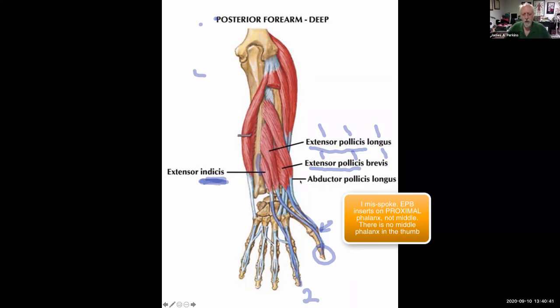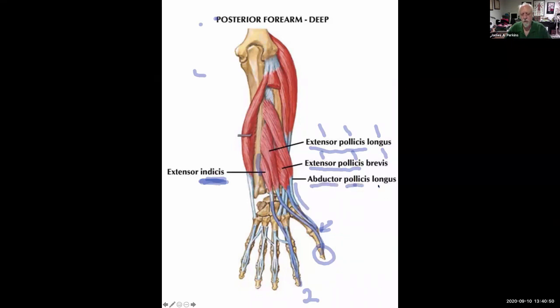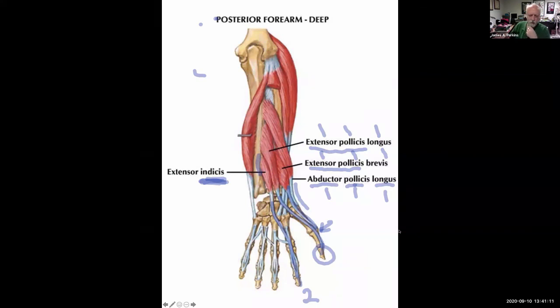Running right alongside of the extensor pollicis brevis is the very last muscle called abductor pollicis longus. So it's an abductor of the thumb, and it's the longer one. Remember that abduction of the thumb is actually that motion of pointing the thumb forward, so it's sort of perpendicular to the rest of your hand, lifting the thumb up out of the flat plane of the hand. So this muscle would be doing that. It would be causing the thumb to point forward, perpendicular to the rest of the hand.